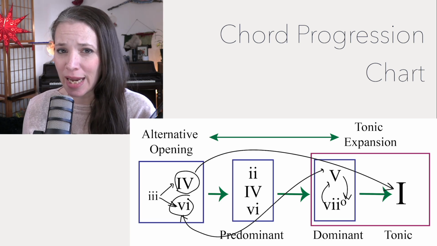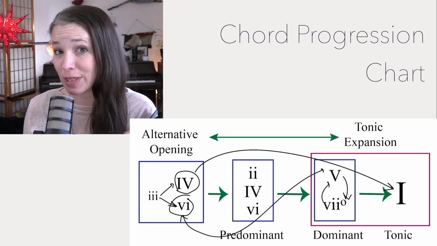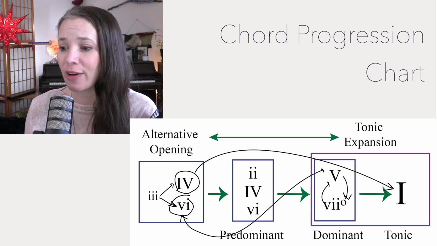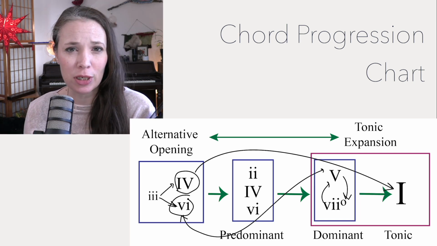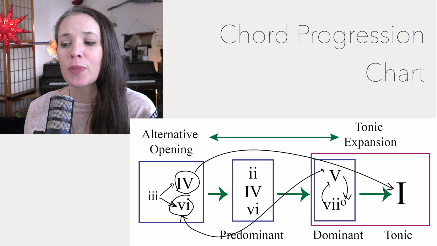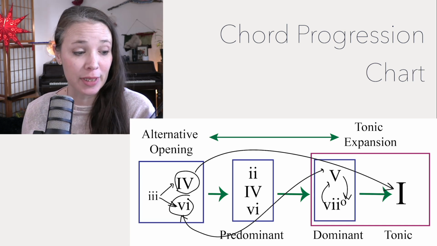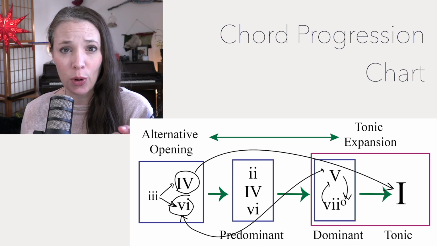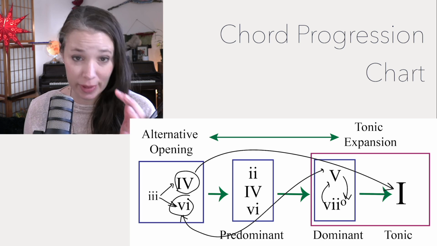Not really in a cadence. So the final cadence is still going to be 5, 1. We're going to add in, it could be like a 5, 6, 5 to 1, or a 5, 4, 3. But if the 4 is in the middle, in a tonic expansion or alternative opening situation, which is what it would be, the 4 can go to the 1. So that's another possibility.